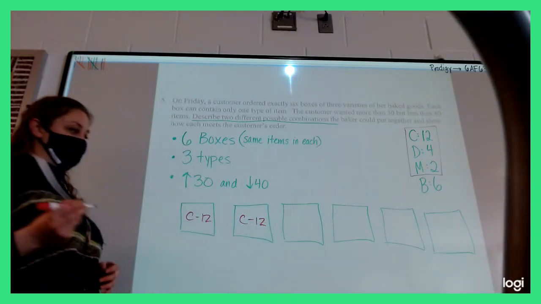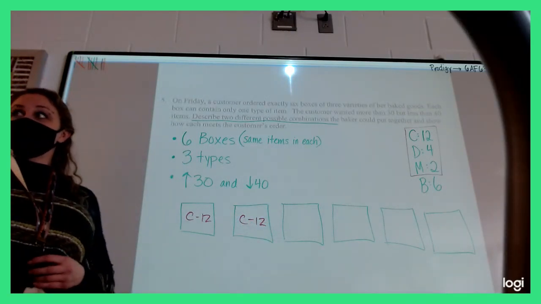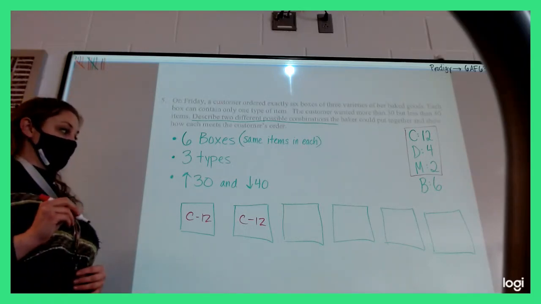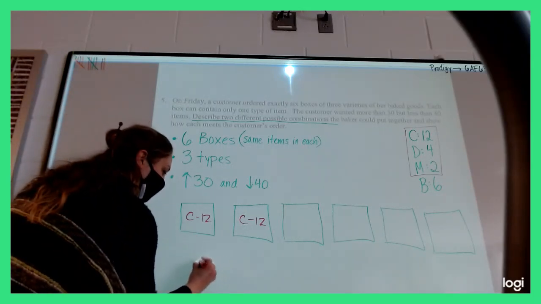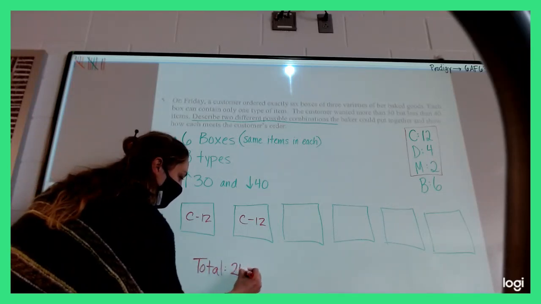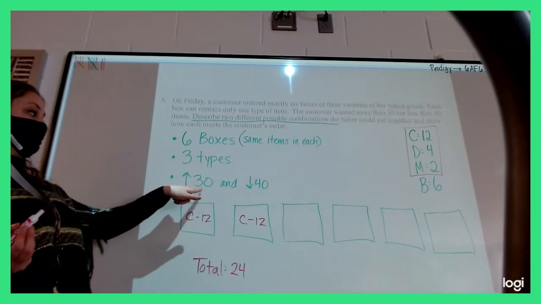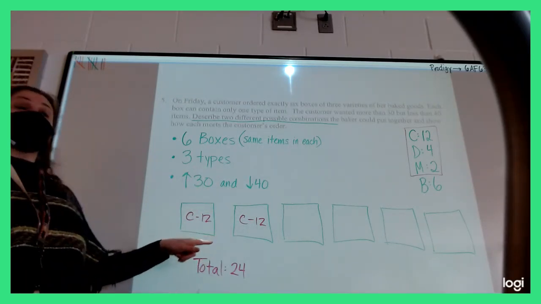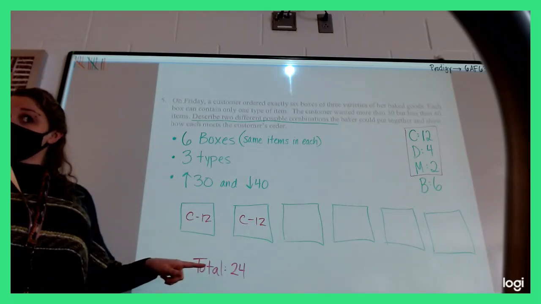If I have 2 boxes of cookies, how many baked goods do I have so far? Abby? 24. So I'm going to keep track of my total down here as I go. So far we've got 24 things. I need between 30 and 40, and so far I've only used one type, so we need to try another type. Shall we try some donuts?